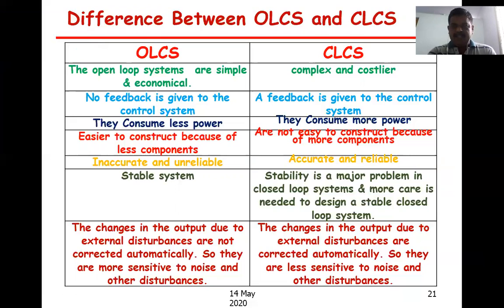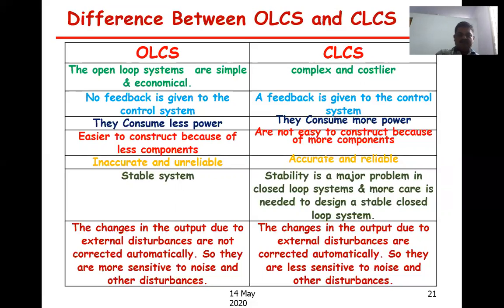Here you see that, first of all, the open loop control system (OLCS) is very simple and economical. In closed loop, it is complex and costly. In an open loop control system, no feedback is needed. But in the closed loop control system, a part of the output is fed back to the input. That is feedback. An open loop control system consumes less power.